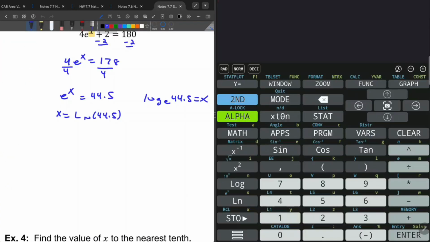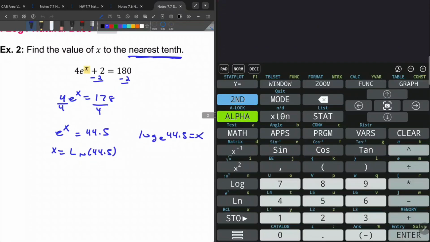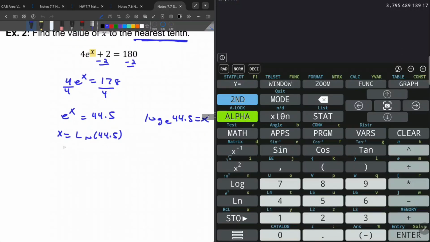All right, so I pulled the calculator up, and if you don't have a calculator, once we get done with this, we'll pull it up on Desmos, and you'll see how to enter this in Desmos. It's not terrible at all. So we're going to hit the LN button. It's the button on the left-hand side, third from the bottom, and then we just type 44.5. You guys are going to have to hit enter. And it looks like I can't see my answer, 3.795.